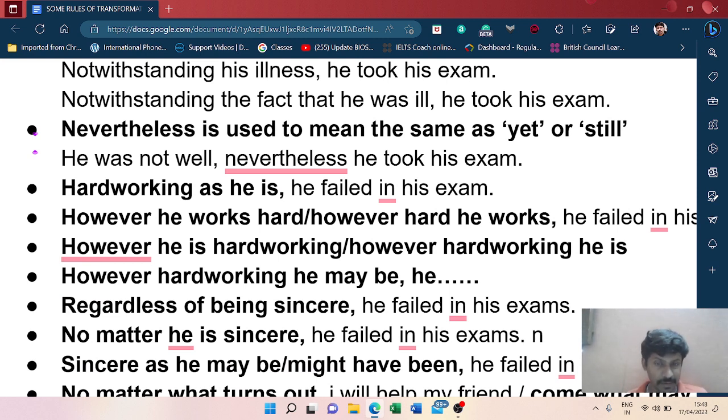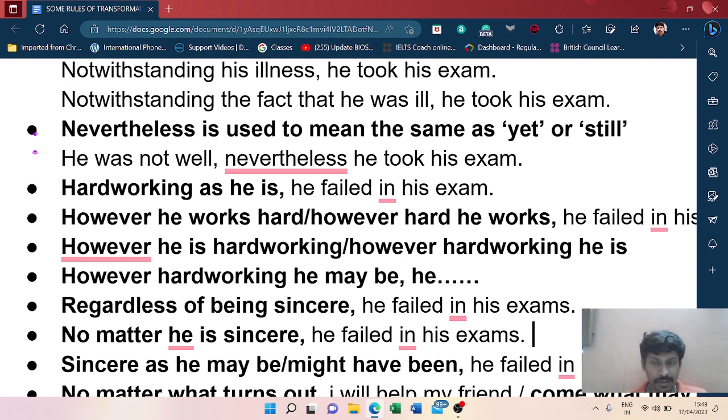Regardless of being sincere, he failed in his exam. So regardless is followed by VING, that is the being, and then you have to state the fact, and after that add the rest part of the clause, that is he failed in his exam, that is the principal clause. Next one, no matter he is sincere, he failed in his exams.